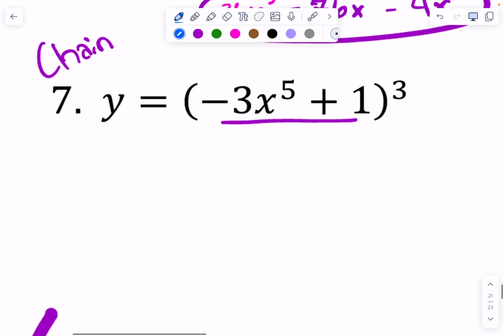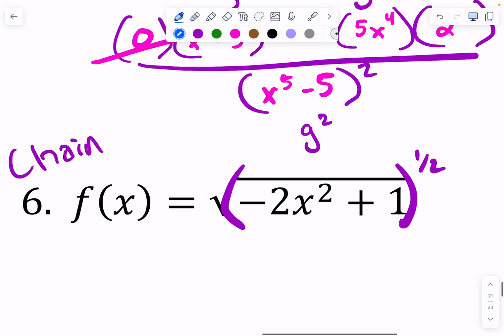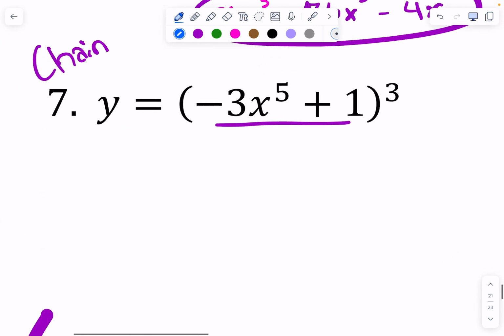Let's do the easier chain rule. Let's do number 7 first, and then we will try to do 6. You do number 7. Go. I'll give you a head start. 7's chain rule is easy. You do the power rule. The chain rule is the power rule. So I put a 3 out here. Leave the inside.